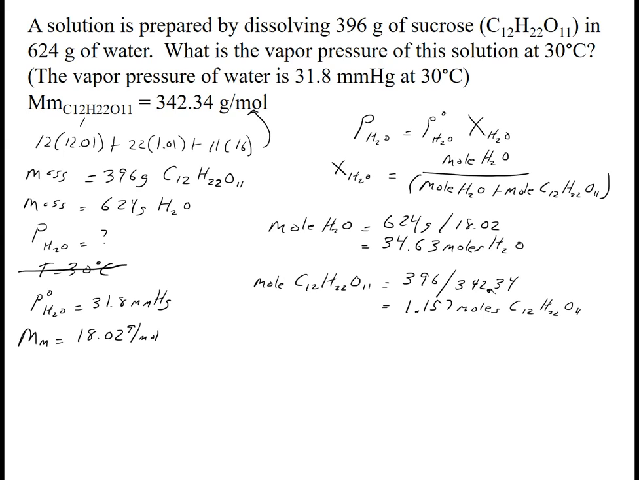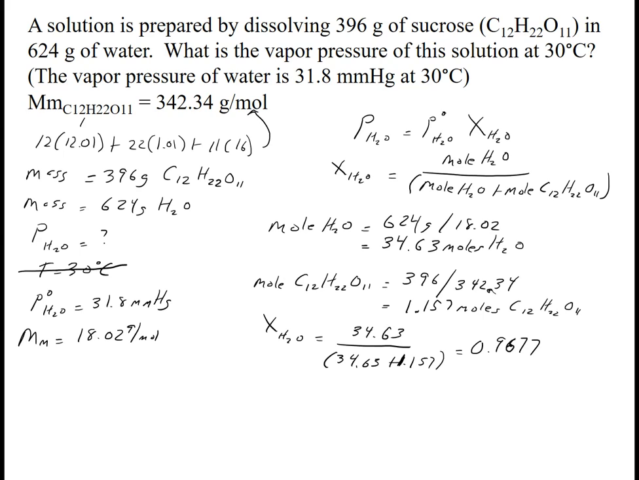Okay, so now I'm ready to find the mole fraction. So the mole fraction of water is the 34.63 divided by the sum of 34.63 plus the 1.157. That's a 1 there. Okay. And that gave me 0.9677. There's no units for that one.